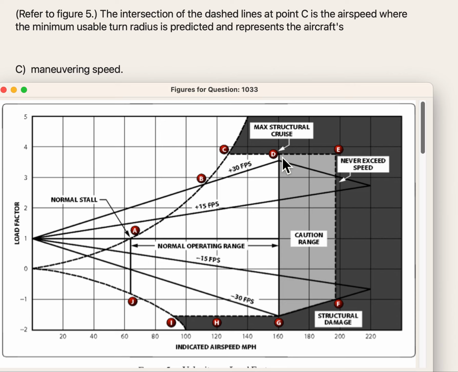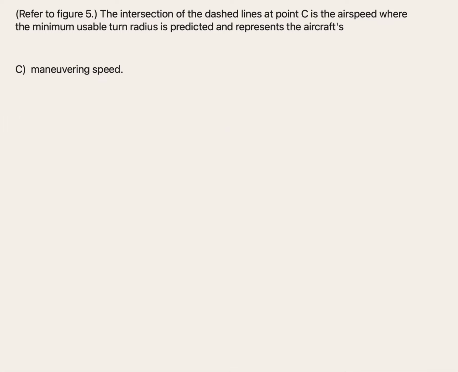Yeah, if this is max structural cruising speed, this is top of the green, and this is the red line, so this is all the yellow. So yeah, this would be maneuvering speed, because if you're going any faster and make an abrupt movement, you can cause damage. If you're going at this speed, 125, below that you won't cause damage, which is the gray. So we can go to the next.